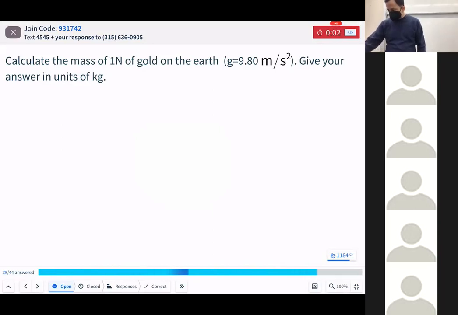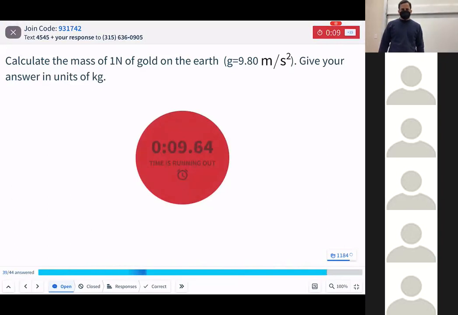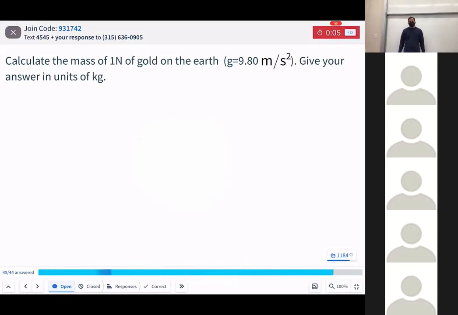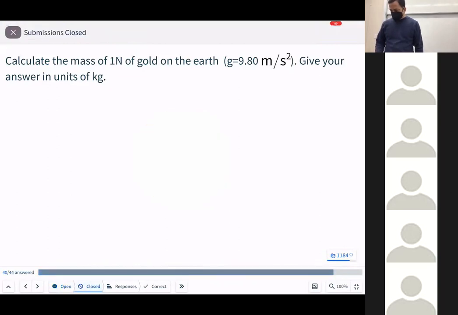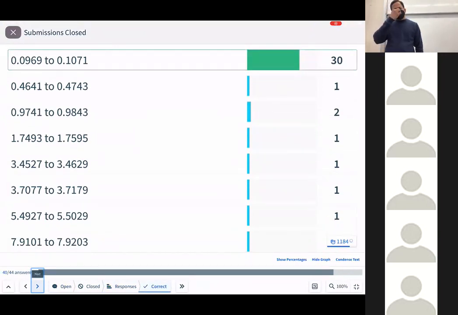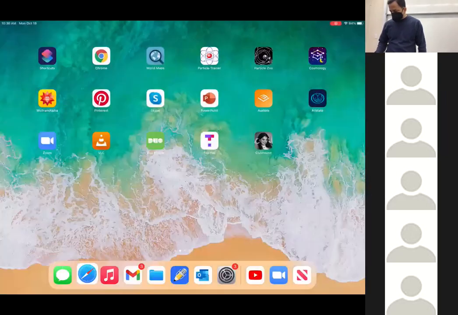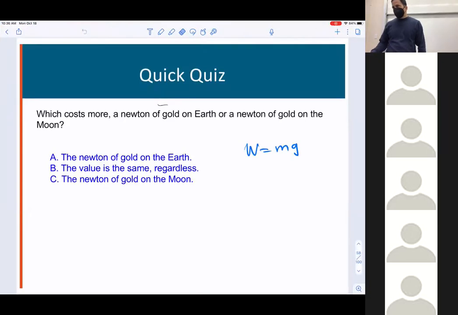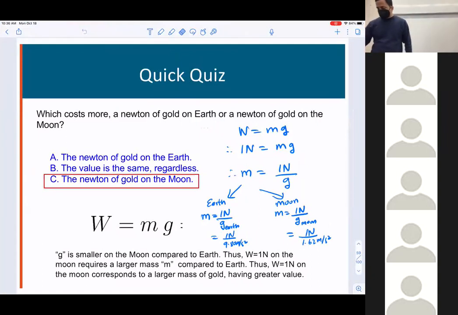Let me add 15 seconds. Okay, let's see what we have. All right, and I think the correct answer, what was the exact answer? Say again? 0.102 kilograms. That's correct. So it looks like most of you got it. Do those calculations, it's going to come out in kilograms first. You don't need to, yeah, it's literally this calculation right here.